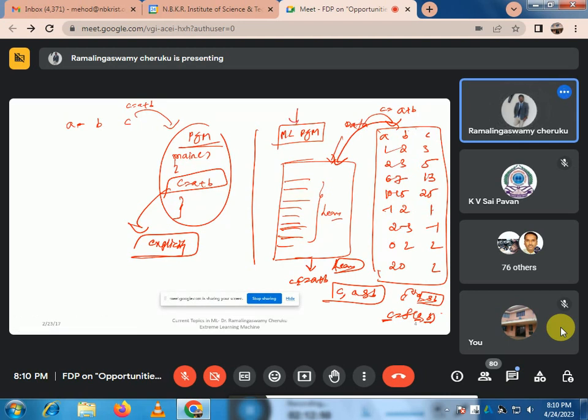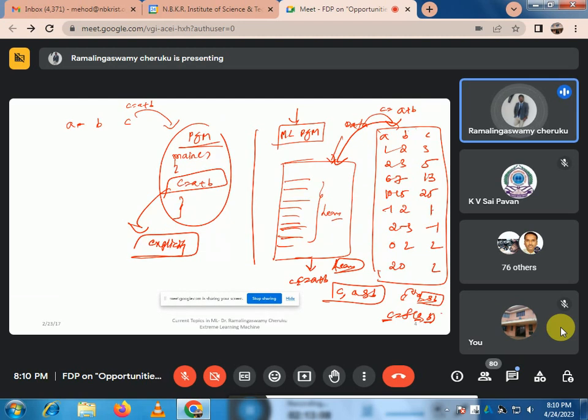When reading the data, the computer program will read this entire data and understand the relationship between A, B, C. In the normal program, the relationship is given explicitly. In the machine learning program, the relationship is identified. Here you have to learn that relationship.